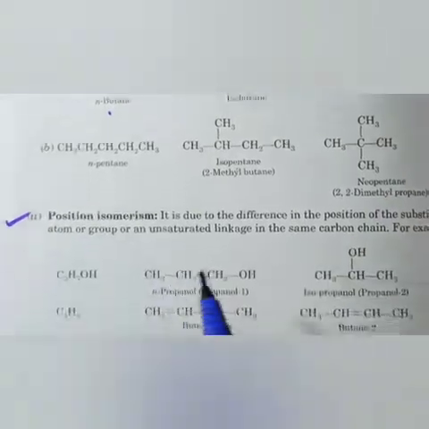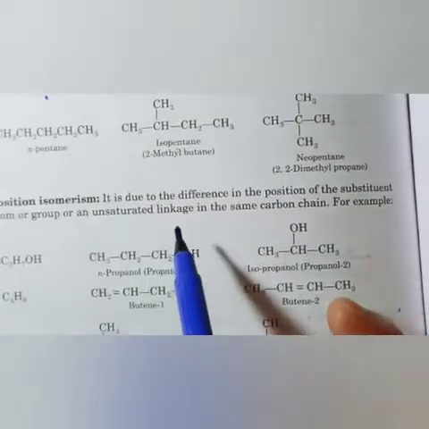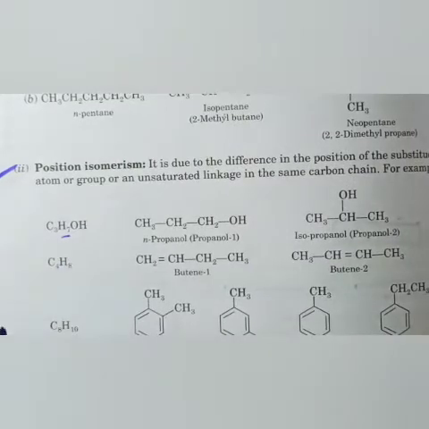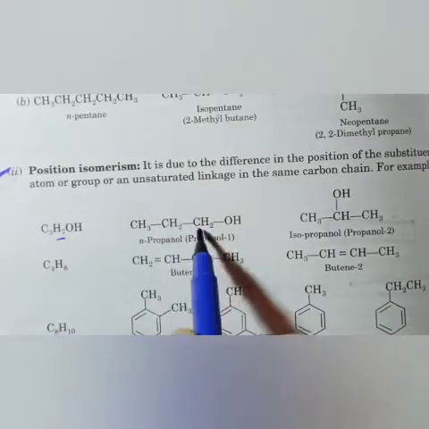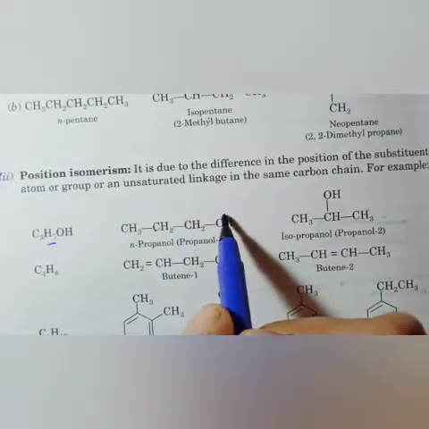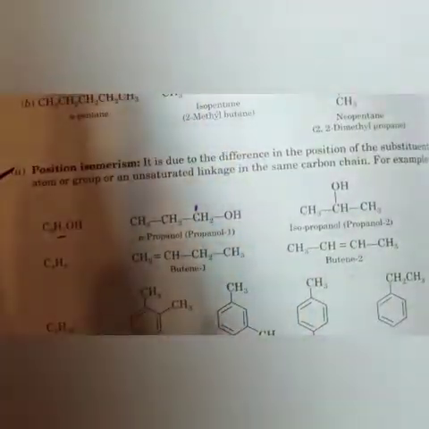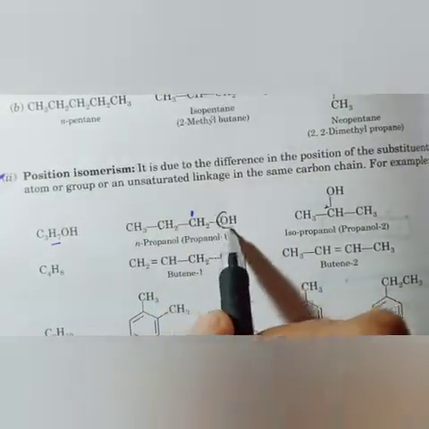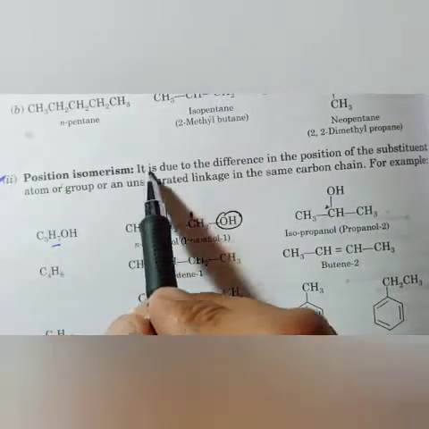Second is position isomerism. It is due to the difference in the position of a substituent atom or group or an unsaturated linkage in the same carbon chain. For example, C3H7OH, called propanol. When propanol changes, the functional group OH will change position. Earlier it was on number 1, now it is on number 2. So the position of the functional group changed from 1 to 2. That's why it is called position isomerism.